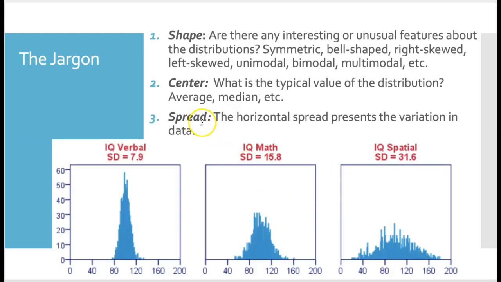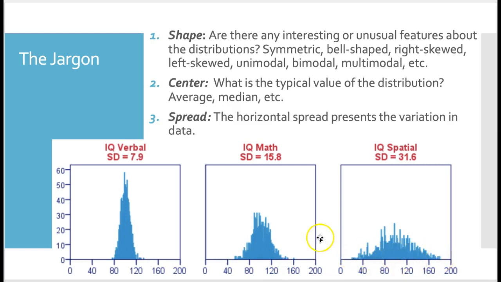And then when we're talking about spread here, if you look here, these are test scores for verbal, math, and spatial for students. They all have relatively the same center, right around 90. Okay, and they all seem to be unimodal, and they all seem to be bell-shaped and symmetric. But what's different here is the variation. The variation of scores here is from 80 to 120, say, and then from here it goes from 60 to 140, and then here it's going from 30 to 170.